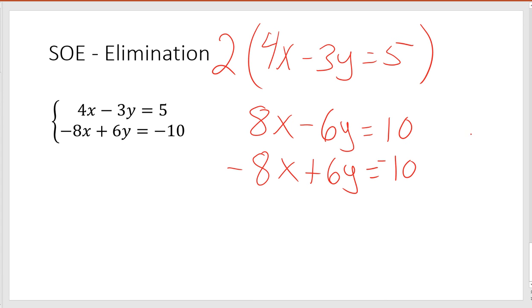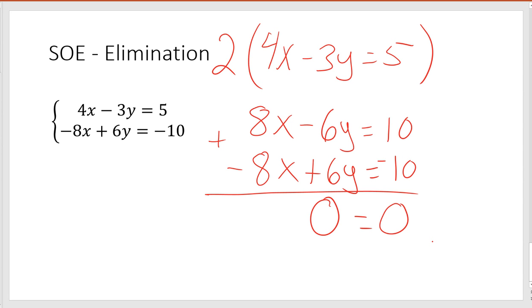Okay. So now we can eliminate the x term here by adding or subtracting. We can add. 8x plus negative 8x is 0. Negative 6y plus 6y is 0. So the left side of the equation is 0. 10 plus negative 10 is also 0. Okay, so this is kind of a different kind of answer. 0 equals 0. Both my variables got eliminated, and the constant got eliminated as well. We end up with a true equation of 0 equals 0.